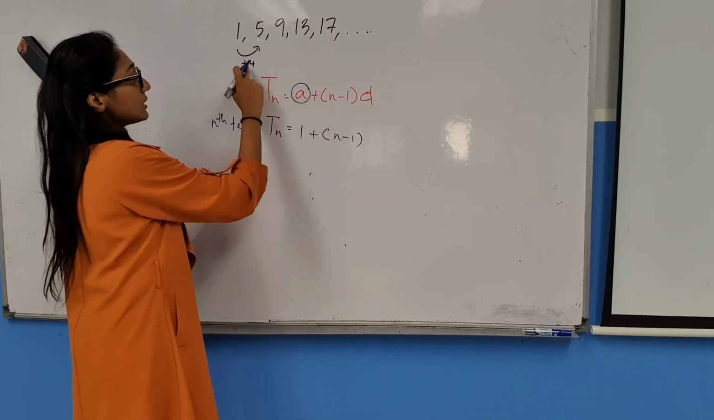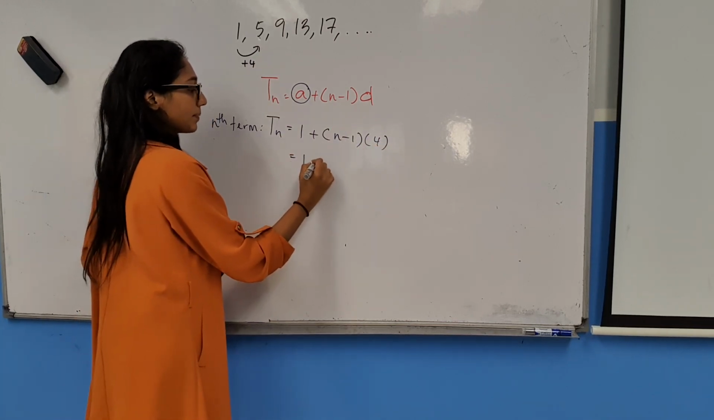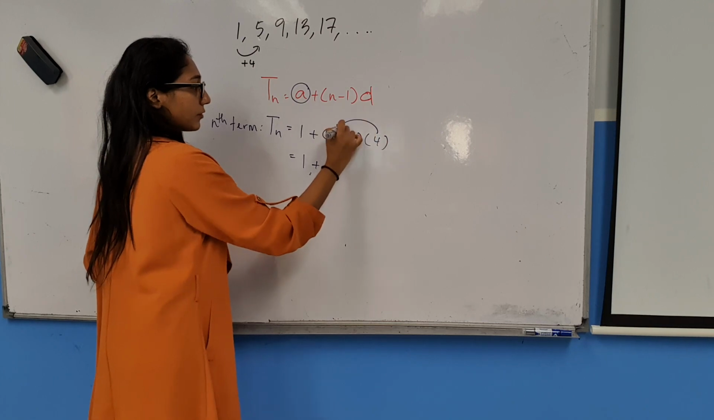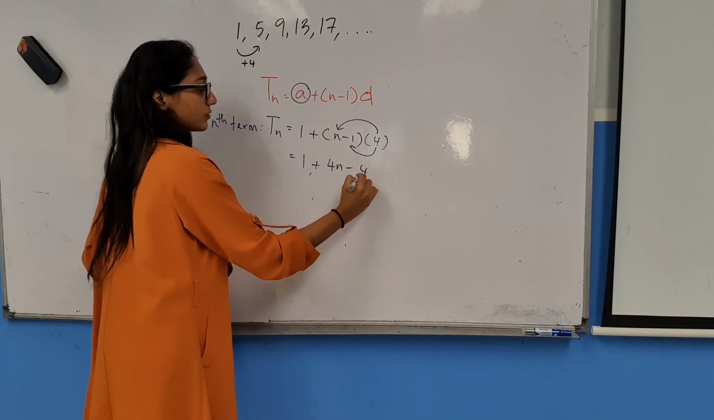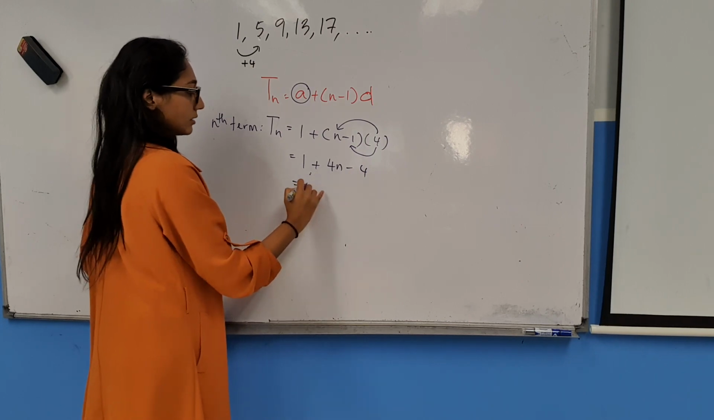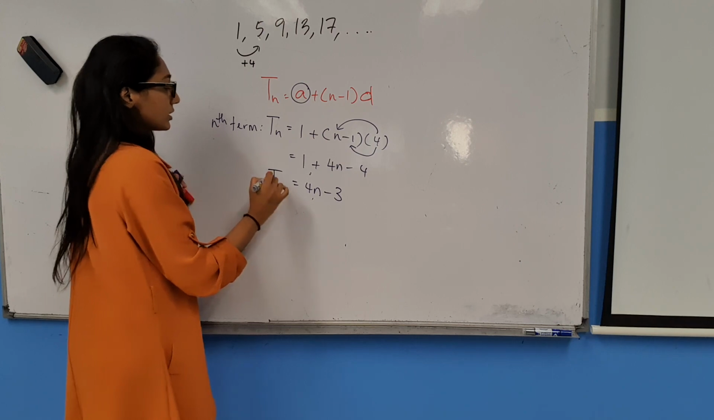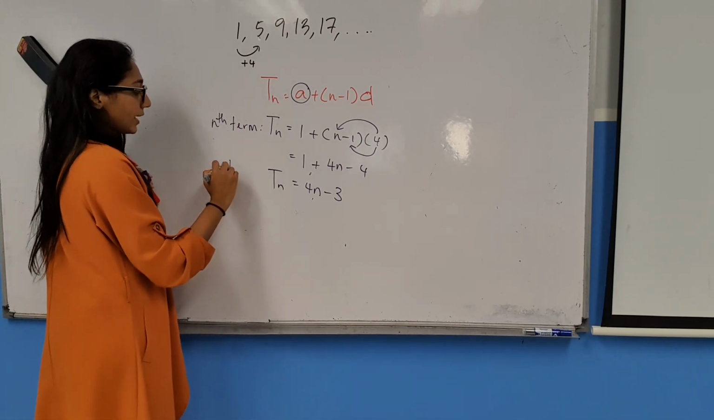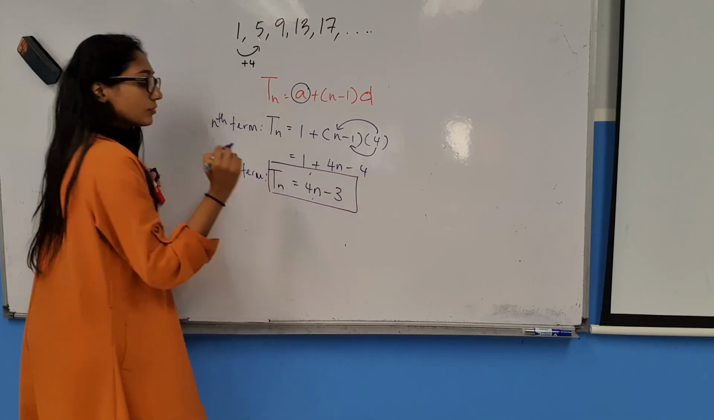Now D is plus 4. So now I solve this: 1 plus, now 4, 4 times n is 4n. 4 and negative 1 is negative 4. So 4n, and then 1 minus 4 is minus 3. So for this particular sequence, to find any nth term, I use this formula.